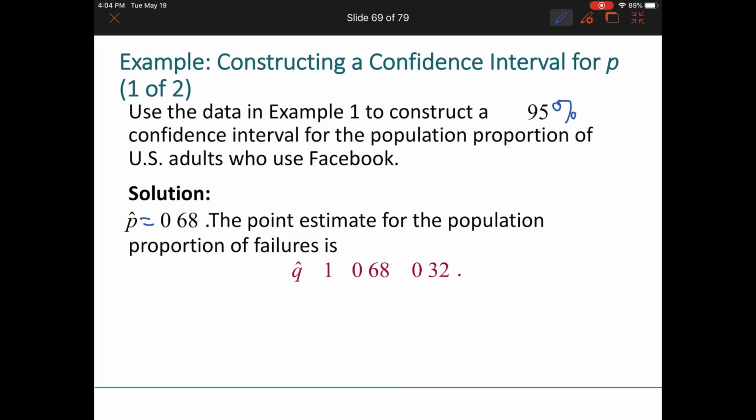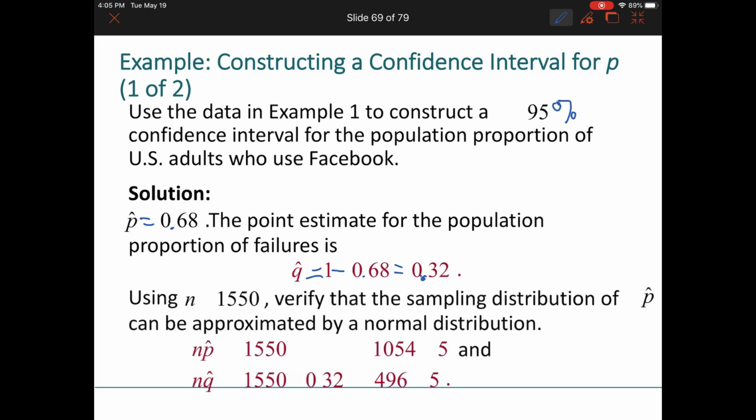Okay, so using data, find a 95% confidence interval for the population proportion of U.S. adults who use Facebook. So p hat was 68%. So q hat will equal 1 minus 0.68, or 32%. And n is 1550, that was given. Verify that we can go ahead and use it.